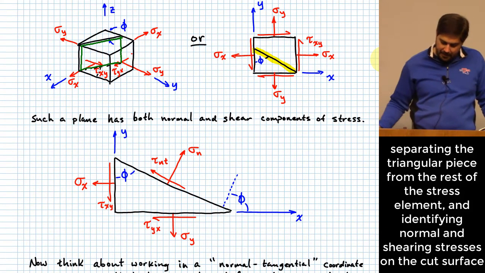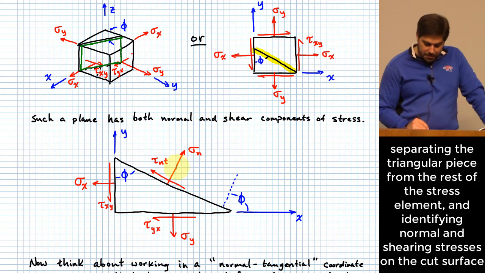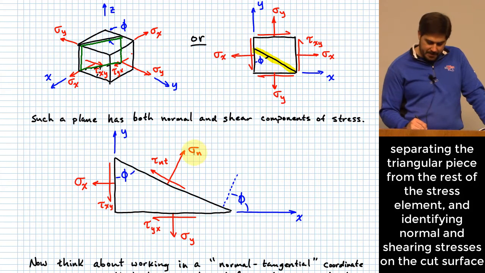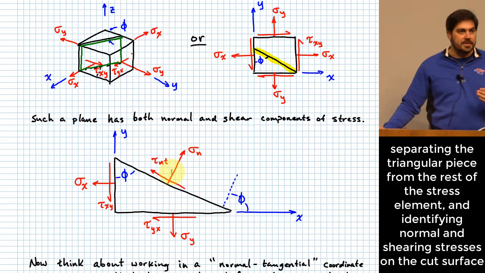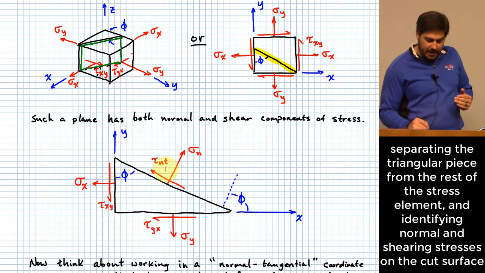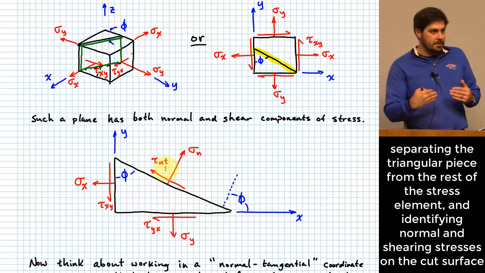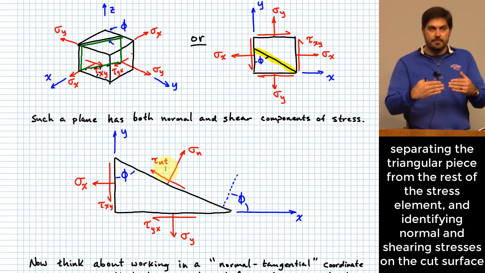Okay, that's what we have shown right here. I'm showing here a normal stress that is applied on that surface, and I'm labeling it sigma n. And then I'm showing a shearing stress that I'm labeling tau sub nt. The reason I'm labeling it that is I've essentially established a normal tangential coordinate system relative to where this cut was made. Okay, so far so good?